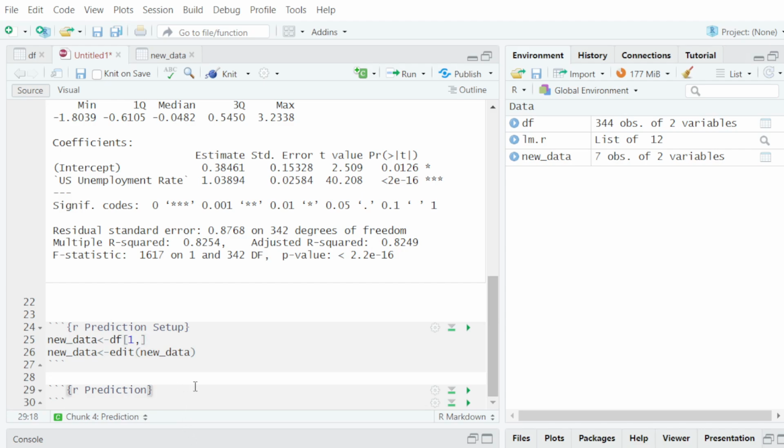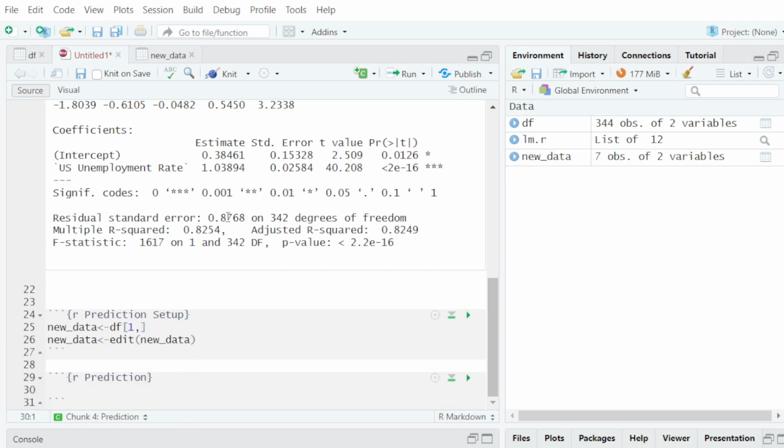So I'm going to start then in a new chunk where I'm going to actually make the prediction. So the function here is just called predict. And then you tell it what object to use. So we're going to use that regression, lm.r, and then newdata equals new_data. That's it.